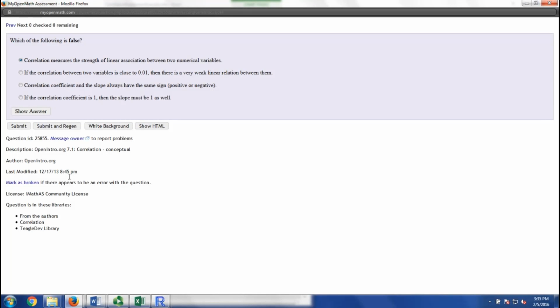Hi there. I want to talk about correlation and what it is and what it is not, and what key properties we need to know about correlation coefficients. So, which of the following is false? All but one of these are true. Correlation measures the strength of linear association between two numerical variables. That's what a correlation is, and that's what it's for.